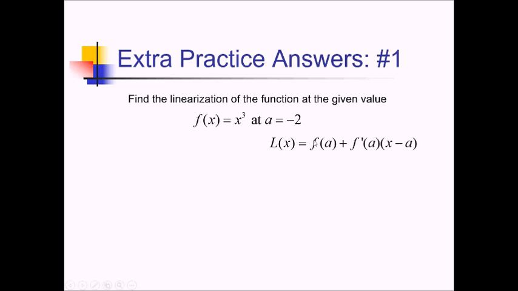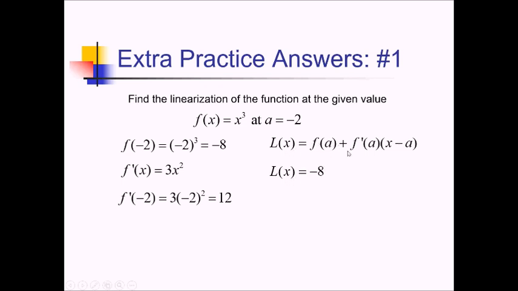We'll start with f of -2. That's just going to be -2 cubed, which is -8. And then to get f prime of -2, we first find f prime, which is going to be 3x squared. So plugging -2 into that, we end up with 3 times 4, so 12. Putting all that back into this formula here, we can say that L of x equals -8 plus 12 times x minus -2, or x plus 2.